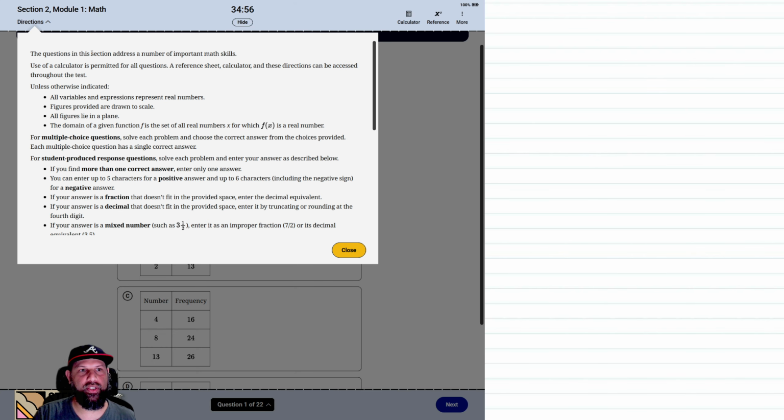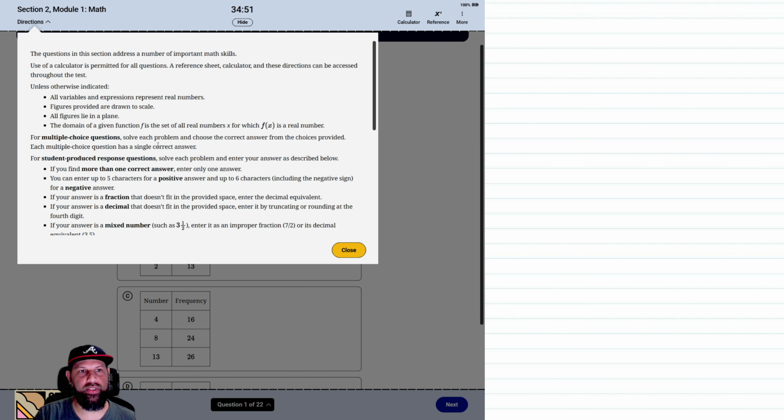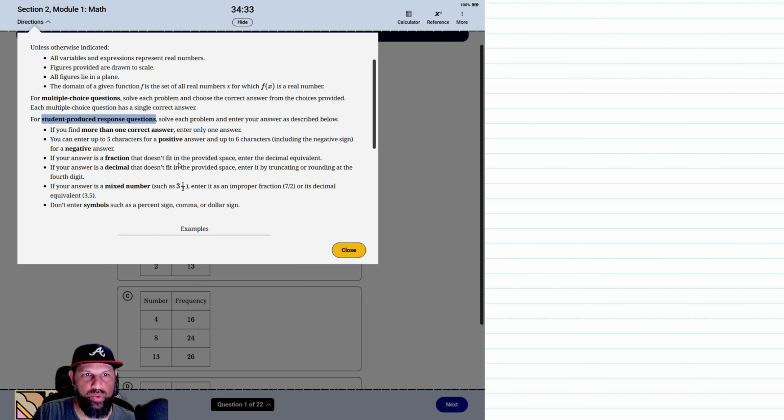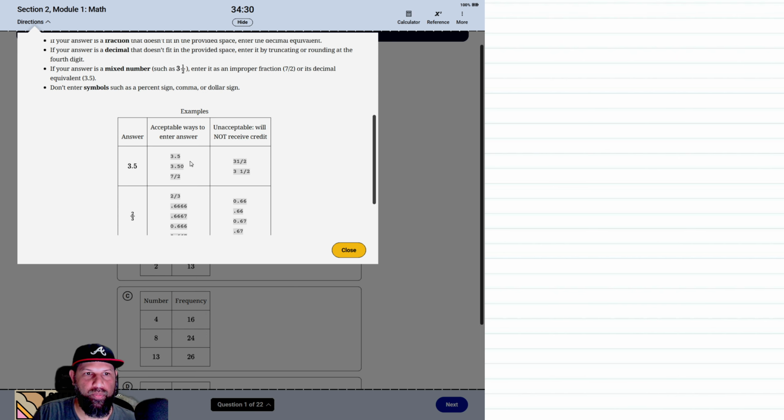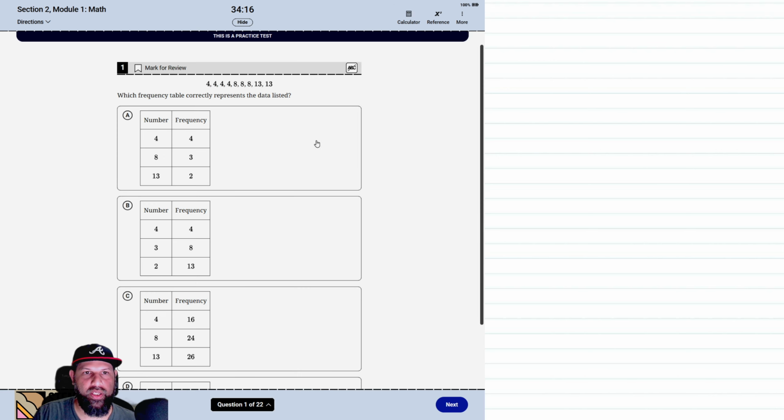Okay, so this is just giving an overview of what kind of questions there will be. There'll be multiple choice questions where you have to select the correct answer, and then there'll be student-produced response questions, which are also called free response questions. If there's more than one correct answer, you can choose whichever you want to put, and you can put it as a fraction or a decimal. Actually, mixed fractions are not allowed. Just normal fractions are allowed. Improper fractions are allowed.